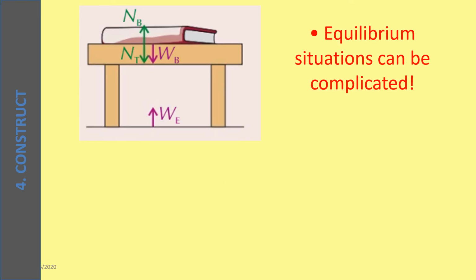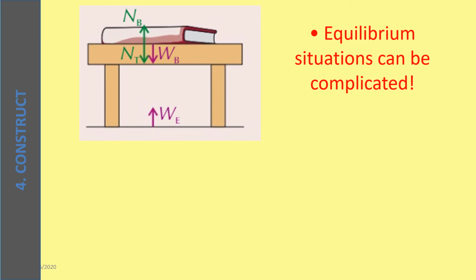Equilibrium situations can be complicated. Have a look at this seemingly simple example of a book on a table. Now, at first glance, most people would say that the weight of the book acting downwards is balanced by a normal force on the book caused by the table pushing back. Those two forces balance, and so this is an example of Newton's third law. But that wouldn't be correct.